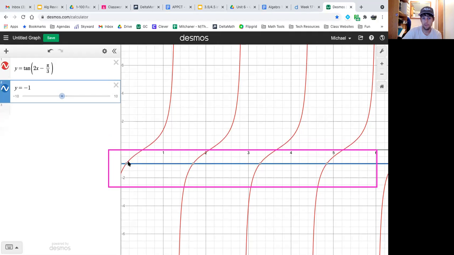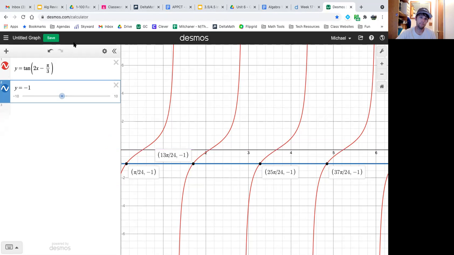I got rid of them somehow, but let me click them back. When we run into something a little bit more difficult like this, I definitely think the graphical approach is an appropriate way to find our solution. Okay, let's go ahead and move forward.